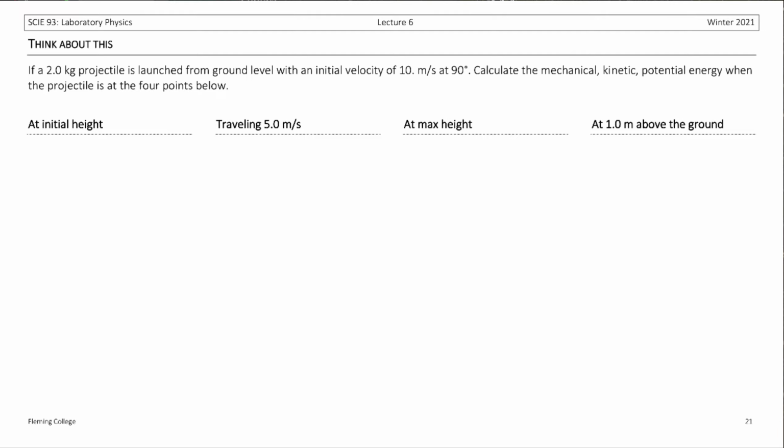If a 2 kilogram projectile is launched from ground level with an initial velocity of 10 meters per second at 90 degrees, calculate the mechanical, potential, and kinetic energies for the projectile when it is at each of the 4 points below. So at its initial height, so the instant that it is launched, find all 3 energies. Then at a point in time when it's traveling 5 meters per second, complete those calculations. Again at its max height, and finally when it's 1 meter above the ground. I'm willing to give you a hint here that this question is very similar to the swing set question.